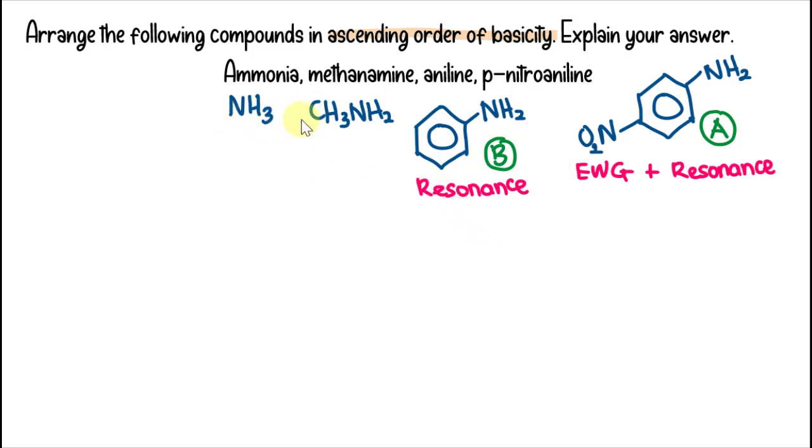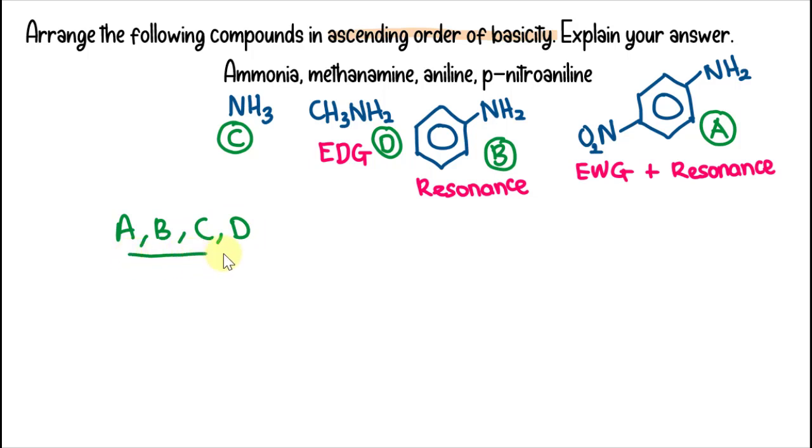Between ammonia and methanamine, CH3 is the alkyl group. In methanamine we have the inductive effect, which is the presence of an electron donating group that makes our amine more basic compared to ammonia. So ammonia will become compound C and methanamine will become compound D. Arrange it in ascending order, using the alphabet only: A, B, C, D. So we have the ascending order of basicity.